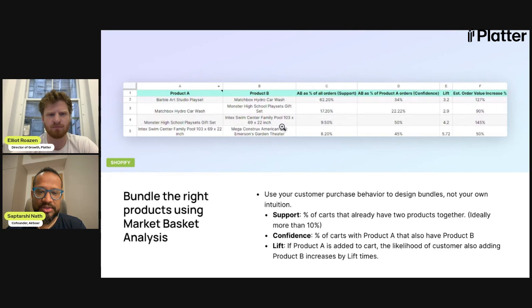So let me give you this example. This is an output from a market basket analysis.